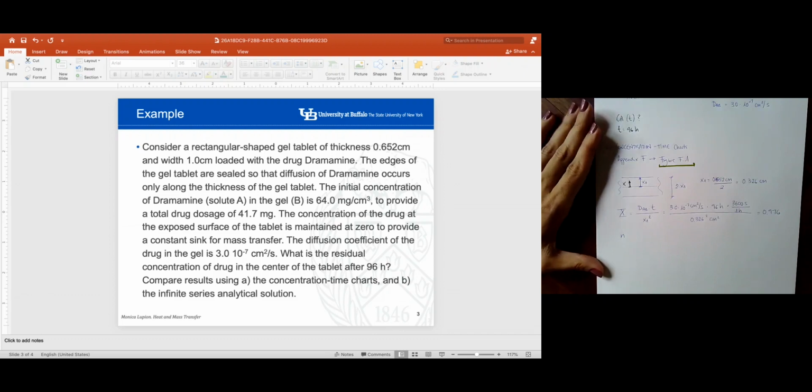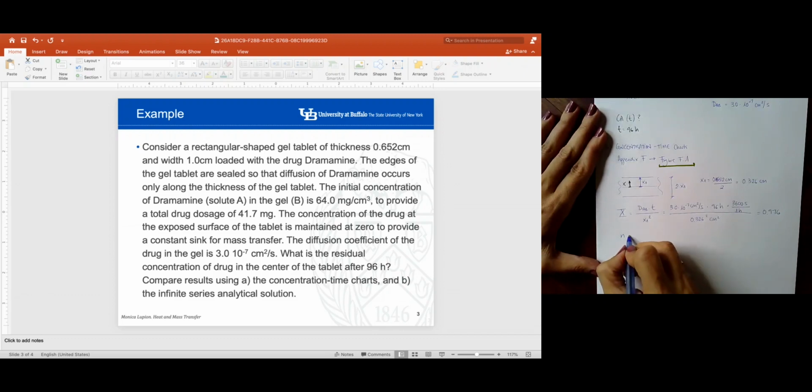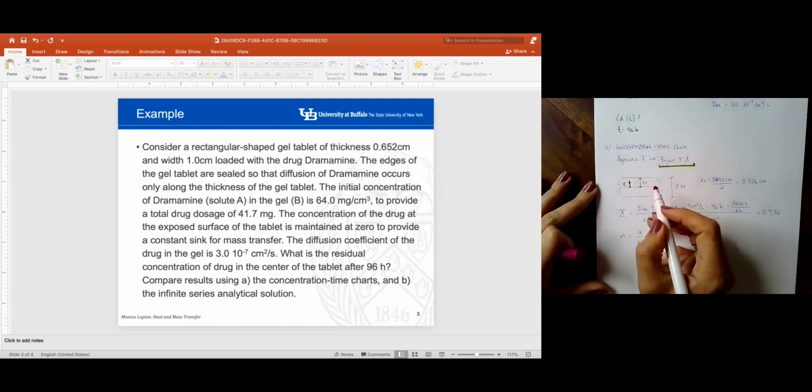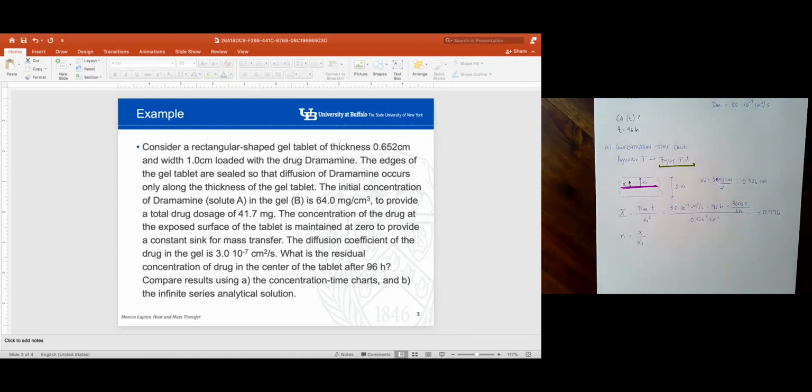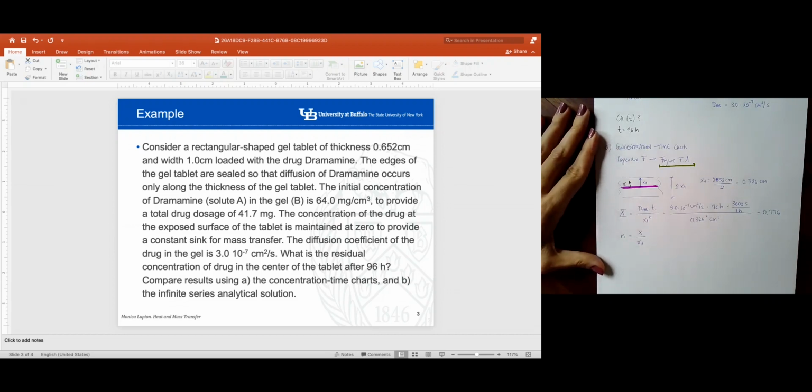Another parameter, n, which is the relative position. N is defined as x divided by x1. And now we need to read the problem again. We need to evaluate the concentration of the drug in the center. Okay, so here in the center. And if we consider the definition of the diagram here, if we are evaluating the concentration in the center, that means that x is equal to 0 because it's the center. Okay, therefore n will be equal to 0.